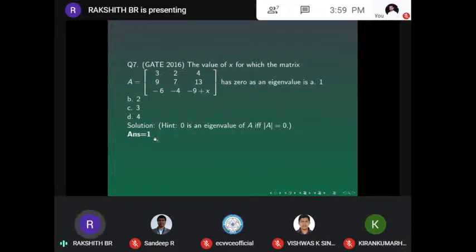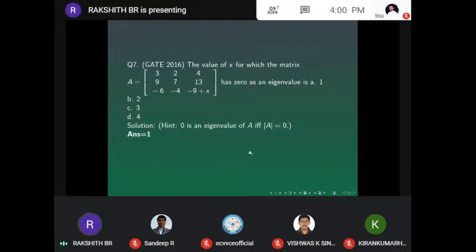The idea that I used is the fact that 0 is an eigenvalue of a matrix A if and only if its determinant equals 0. Therefore there is no need to find the determinant of A. The determinant of A would be 0 if the rows are linearly dependent. Just look at the first row and the last row. You can make them dependent by choosing a suitable value for x. If you multiply by minus 2, you get minus 6, minus 4, and here it will be minus 8. So make minus 9 plus x equal to minus 8, and hence x must be equal to 1. So option A is correct in this case.